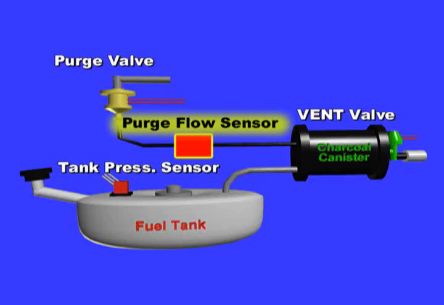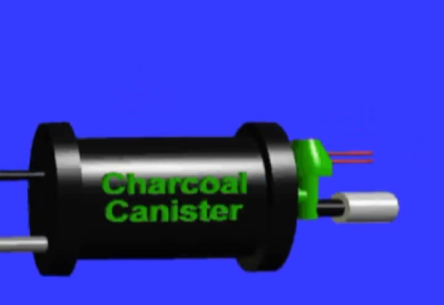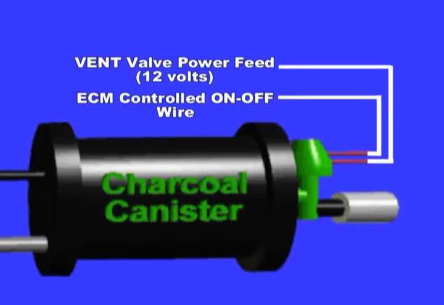Sometimes, a purge flow sensor is also used. This is a simple temperature sensor-like unit that senses the EVAP flow. By far the weakest component on an EVAP system is the vent valve. This unit is normally located under the vehicle and is exposed to the elements, so its failure rate is very high.